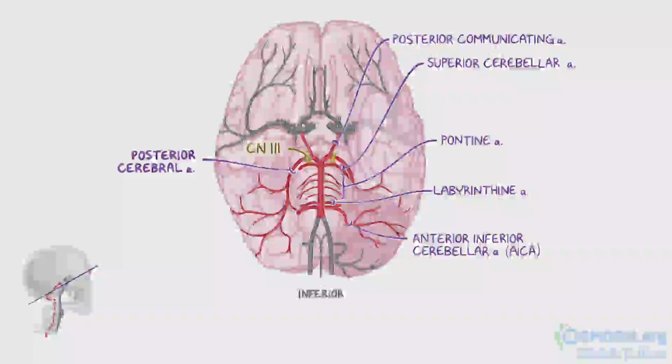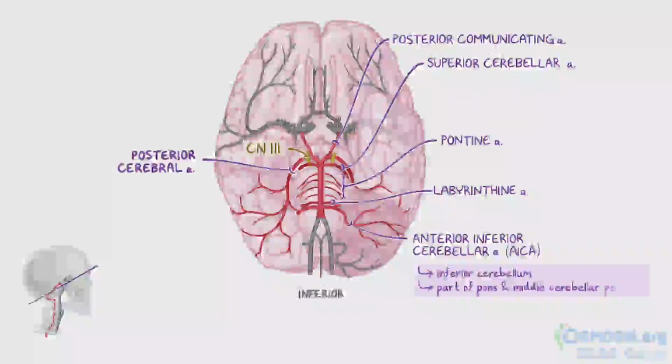The anterior inferior cerebellar arteries course posterolaterally and mainly supply the inferior aspect of the cerebellum, as well as part of the pons and middle cerebellar peduncle. Next, the labyrinthine arteries course laterally, along with the 7th and 8th cranial nerves, to the internal acoustic meatus, to enter and supply the inner ear.